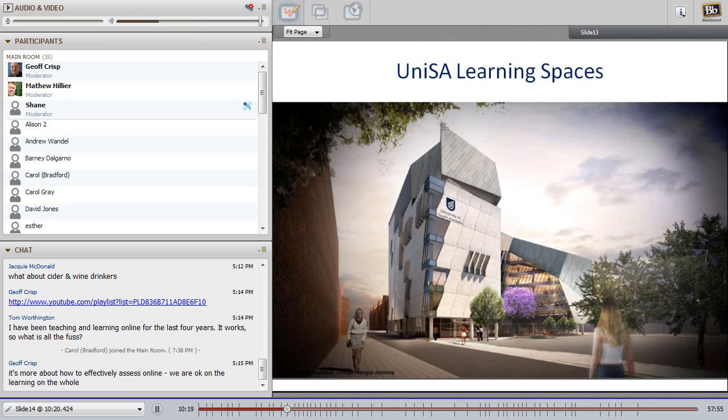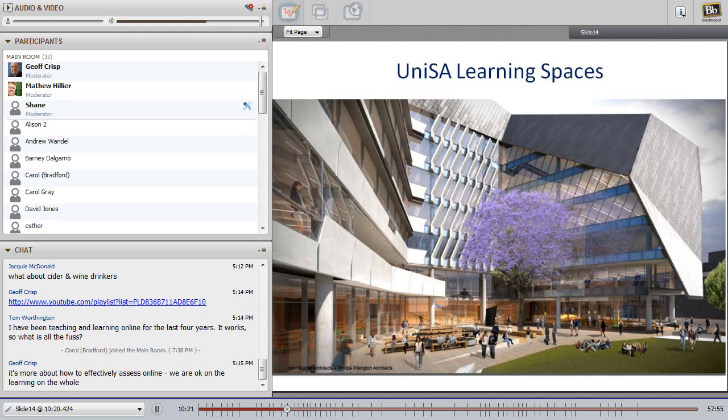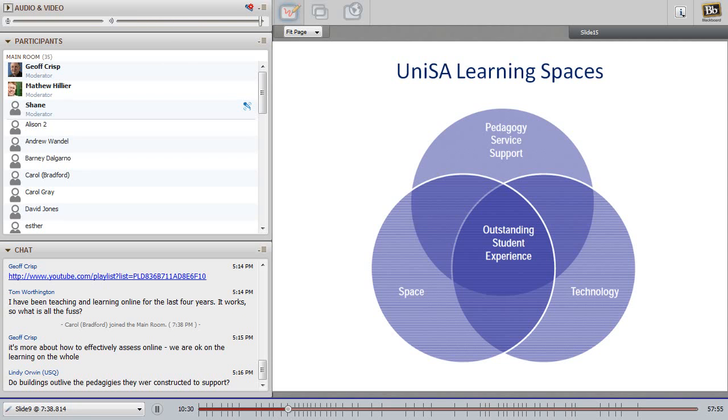But this new building popped up, and it was designed around informal and formal learning spaces and bringing in industry engagement. So the three aspects we'll touch on in a minute. It's very impressive. Looks great.